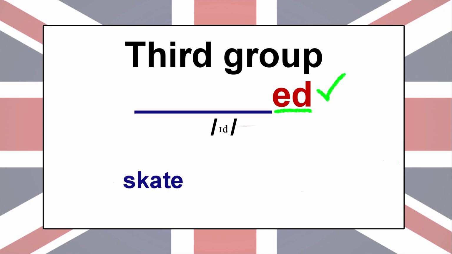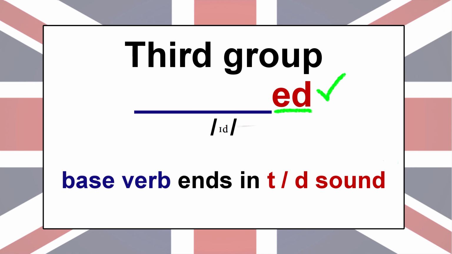For a verb like skate, it ends in an E. So in this case, when we spell it, we only add the D. But ed is pronounced. Example, skate, skated. So, when you know that the base verb ends in a T or a D sound, you will have to pronounce the ed when it's conjugated in the past. So you have to pay attention to the base verb sound.